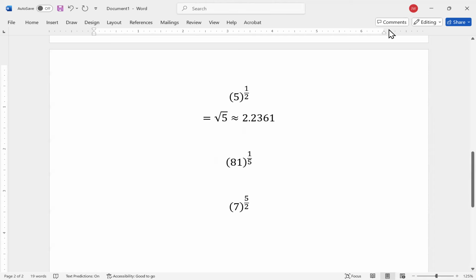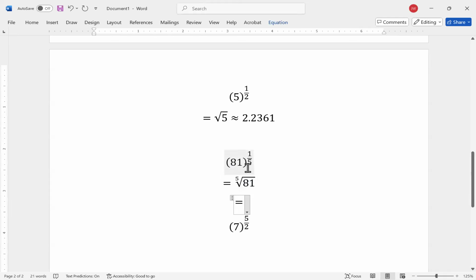By the way, on some calculators you can easily type in the 5th root of 81. I tend just to type in 81 raised to the 1/5 power. And 81 raised to the 1/5 power would be about 2.4082.